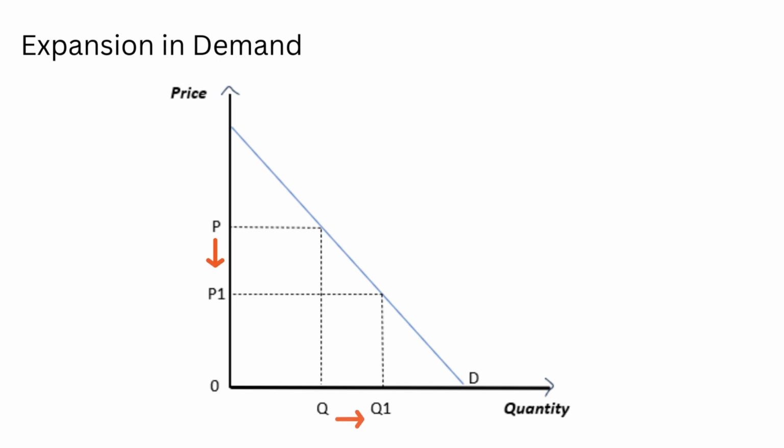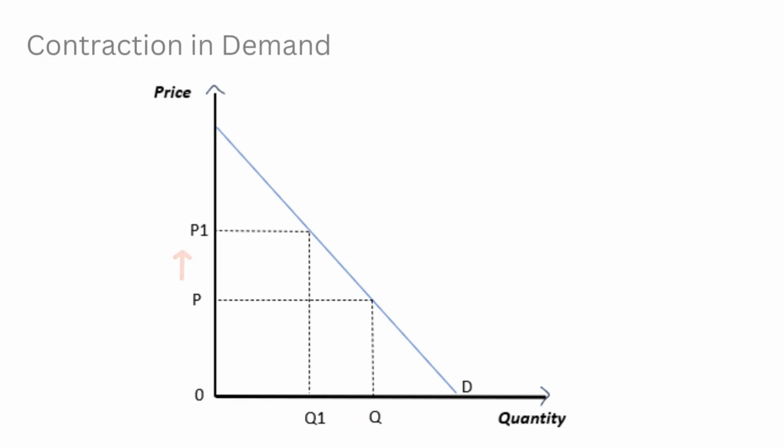Let's see what happens to demand when price changes. When the price of the product falls from P to P1, there is a rise in the quantity demanded from Q to Q1. When price falls, quantity demanded increases. This is known as expansion in demand.